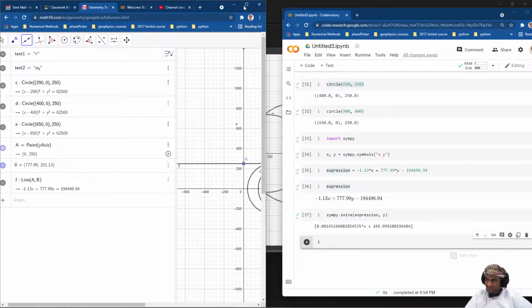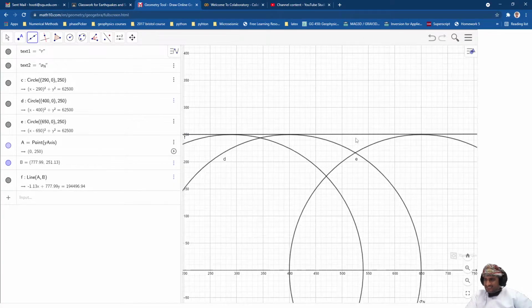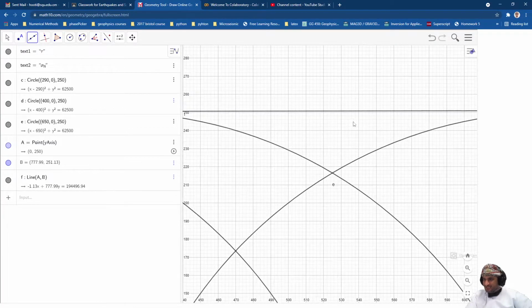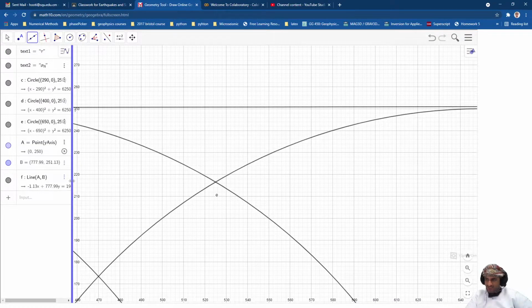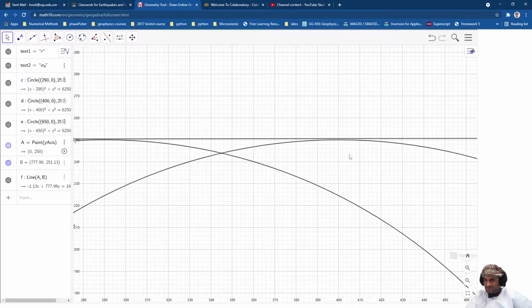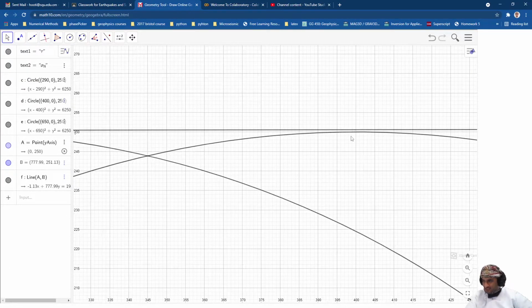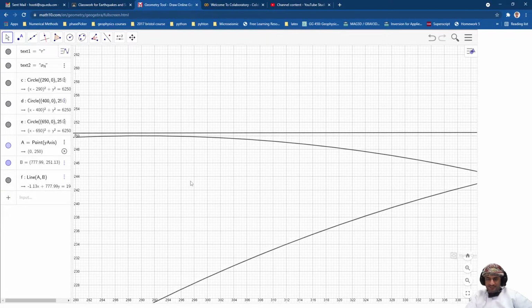The slope is nothing. It is zero, but I haven't drawn it perfectly. That's the reason it's not showing as zero. Let me try to make it more perfect. So you see, it's not perfectly along this line.